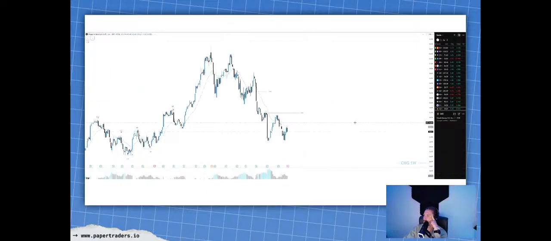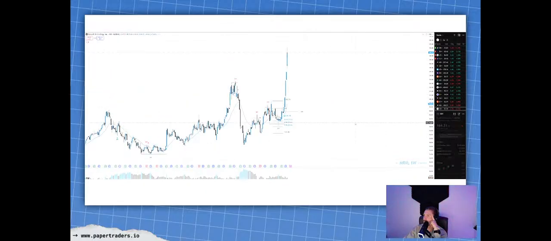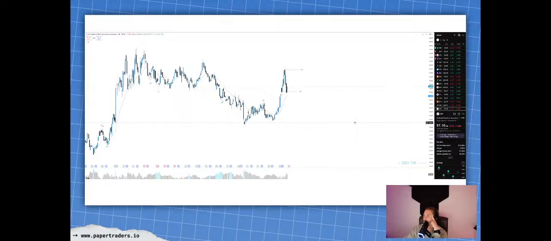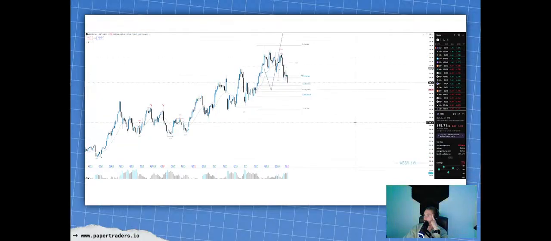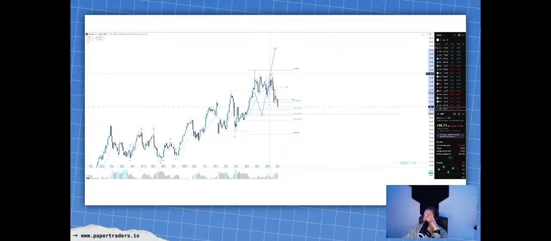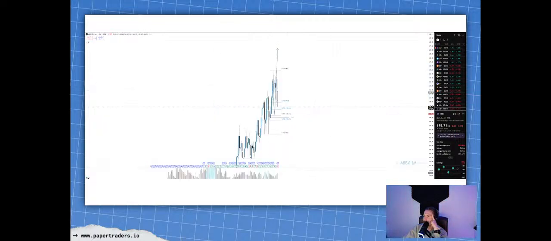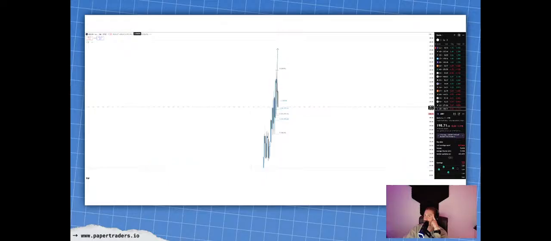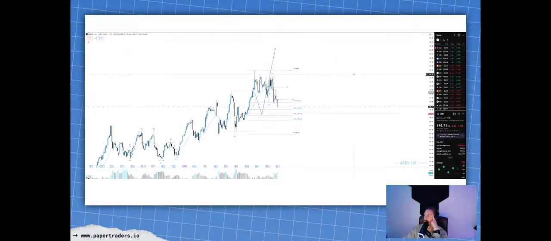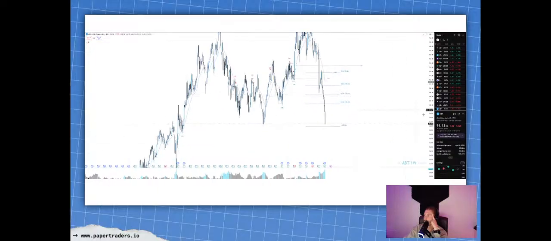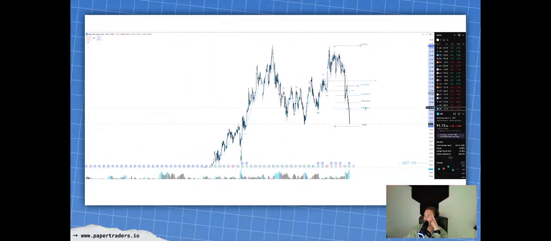What else do we got here now? CMG, shit the bed. Marvel also went ballistic from the outline. ABBV coming into this OTE here on the monthly time frame. If they really wanted, they could run it down all the way to 134. Though we'd need to give it probably another month. ABT got destroyed too.